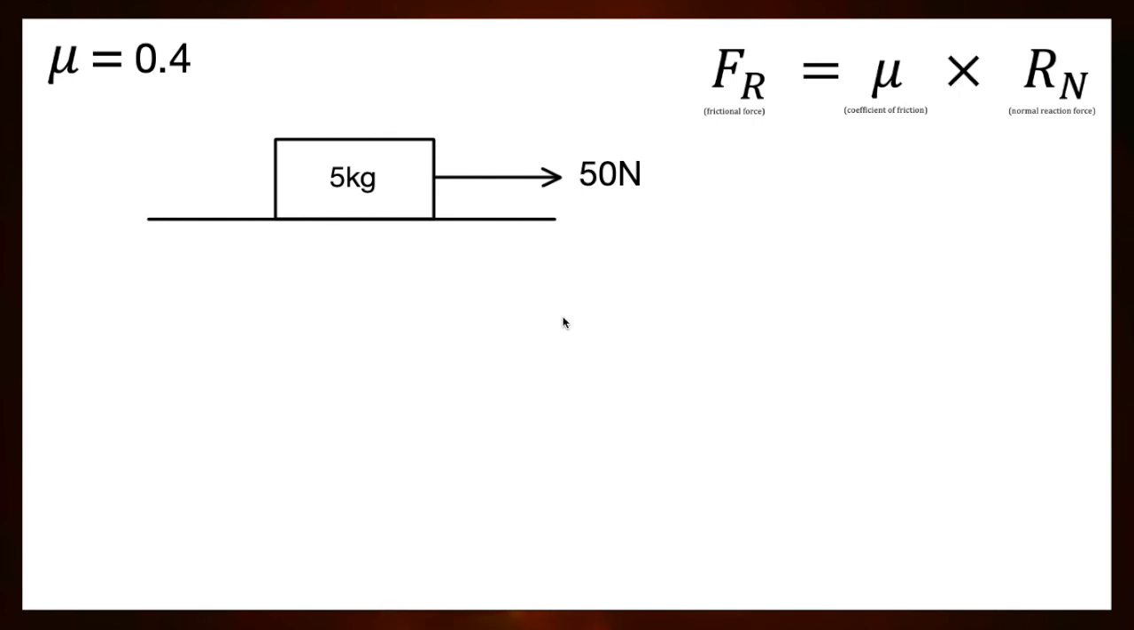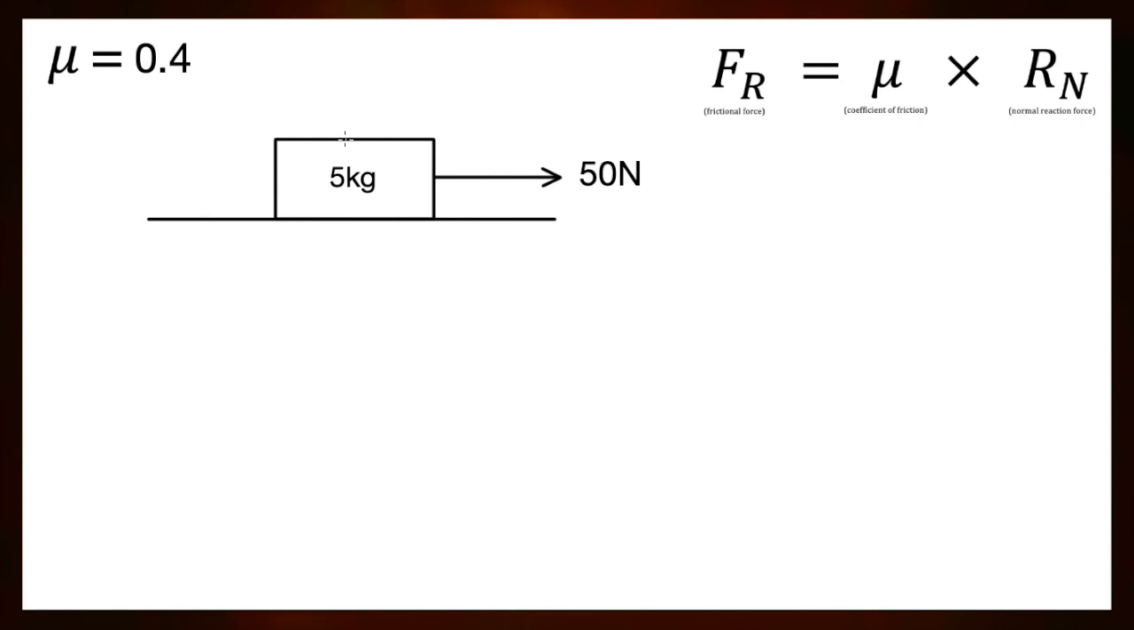Okay, so let's go through a fairly basic friction question, but one which will form the basis of being able to work out friction for other situations. So I've got a 5 kilogram block here. I'm told that the coefficient of friction is 0.4, and I've got a driving force of 50 newtons. I want to work out what the resultant force is and what the acceleration is of this particle.